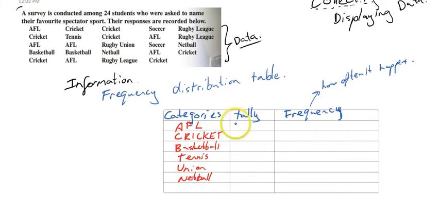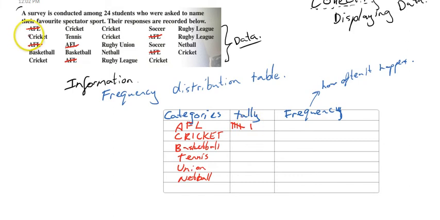Now after that, it's really a matter of tallying these up. You want to be really careful when you tally them up. Even though it might seem really simple, it's easy to stuff up. So be really careful. I'm going to do it by crossing out as I go. 1 AFL, 2, 3, 4 AFLs, 5, 6 AFLs. I think that's all the AFLs there.